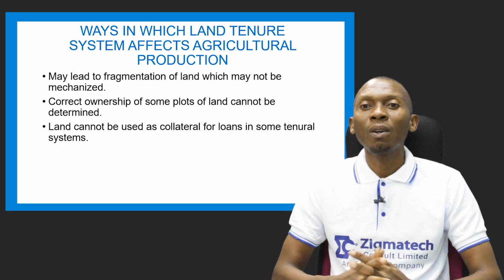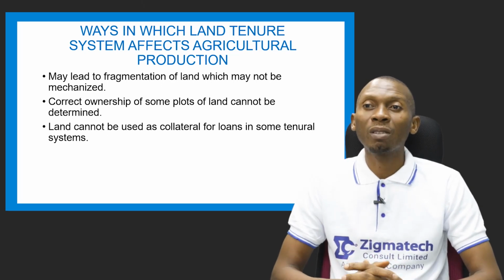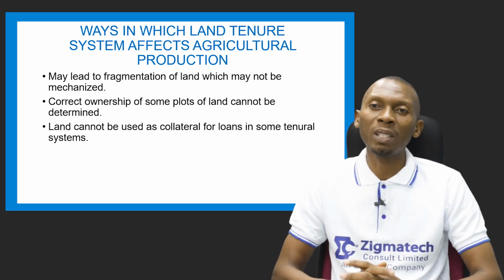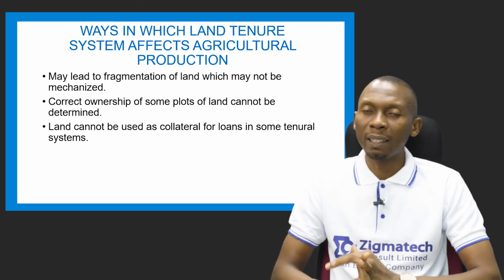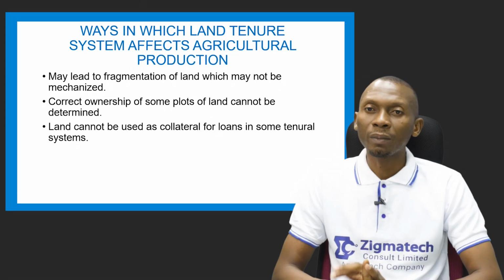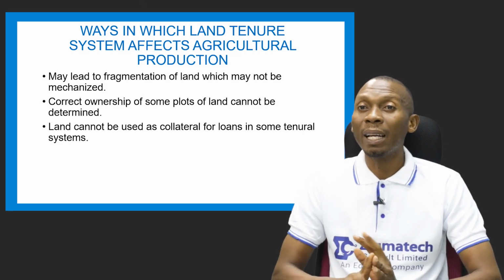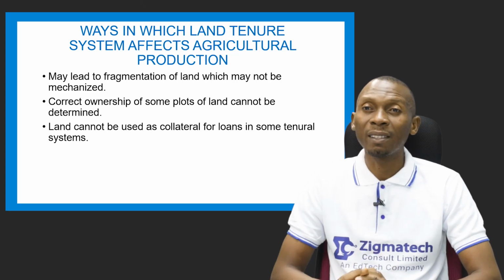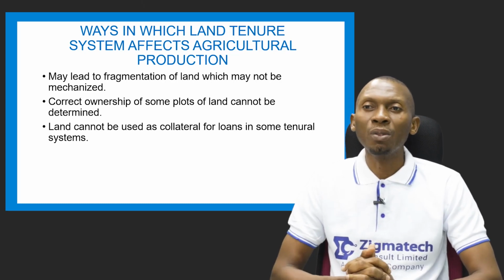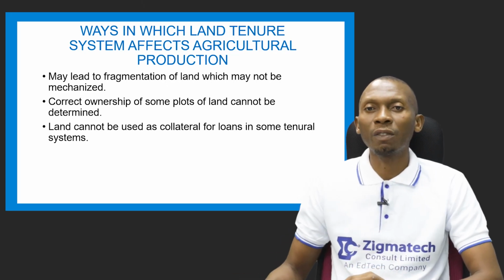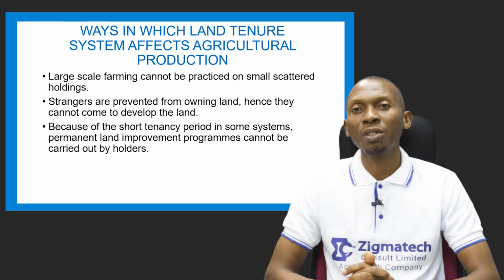So the land may not be used as collateral for loans in some of the tenurial systems, especially those that fall under tenants at the will of government and land tenure by rent. It cannot be used as a means of obtaining loans from the financial institutions.